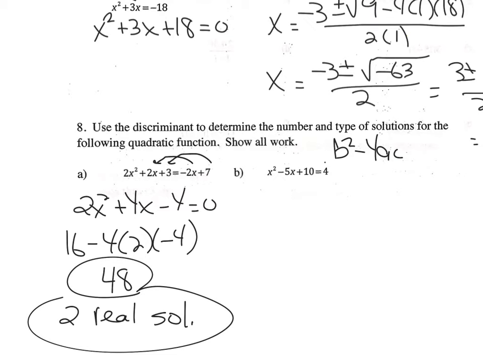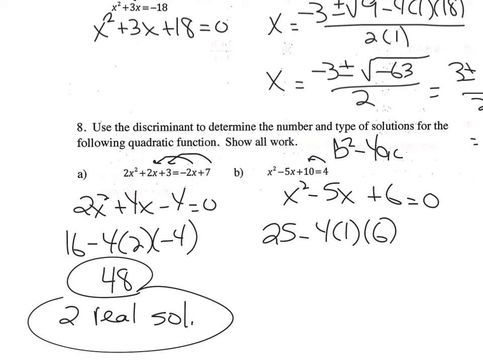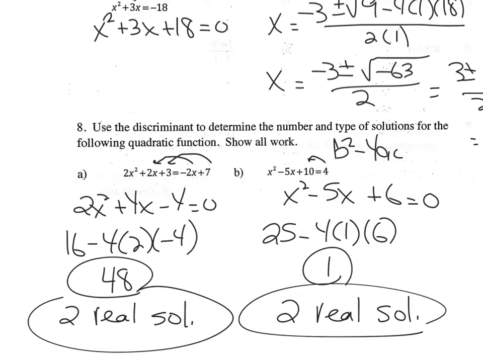The second one, same kind of problem. Move the 4 over, x squared minus 5x. If I move the 4, it becomes minus 4. 10 minus 4 is 6. And do the same process, b squared minus 4ac. 25 minus 24 is 1. Again, that's positive, so you get 2 real solutions. Now, if you get 0 for an answer, it'd be 1 real solution. If you get a negative for a discriminant, you get 2 imaginary.